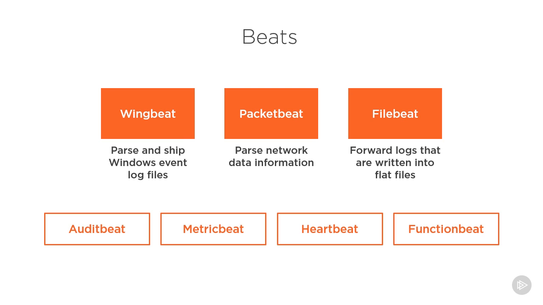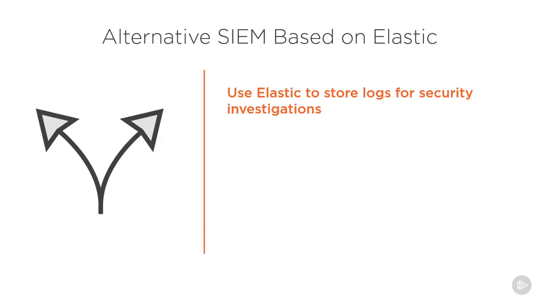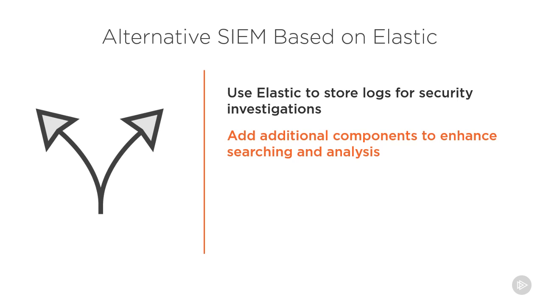Now that we have a solid understanding of the main components of the Elastic Stack, let's look at the existing security solutions that are based on it. Inspired by its features, many security professionals and organizations have started to use Elastic to store logs for security investigations. In some cases, they also add additional components to enhance searching and analysis. Here are some examples of existing solutions, like the HELK, RockNSM, and SOF-ELK. References for these will be included in the course materials.